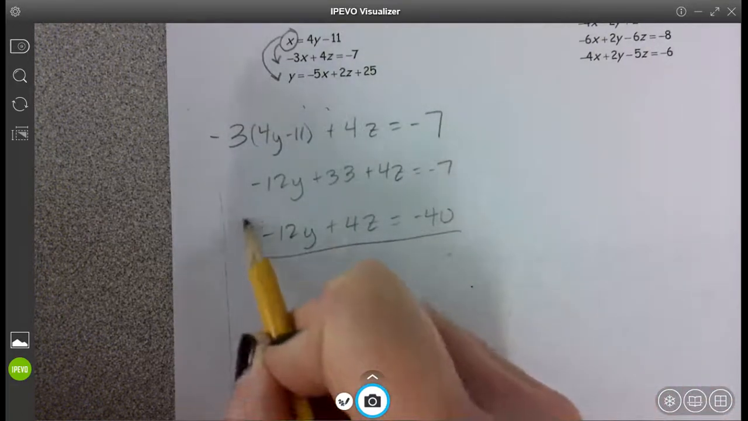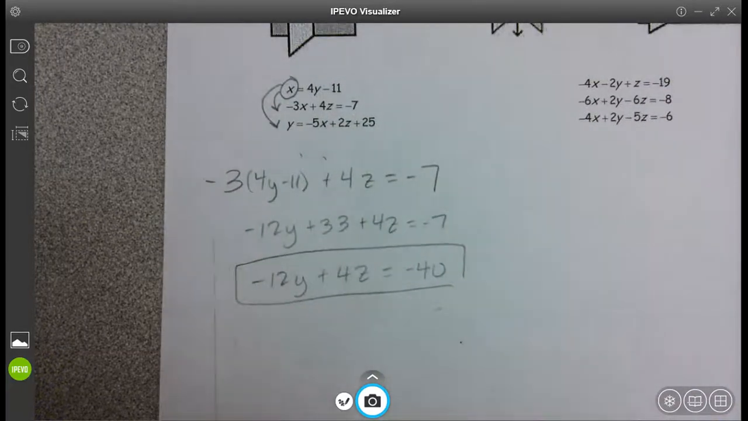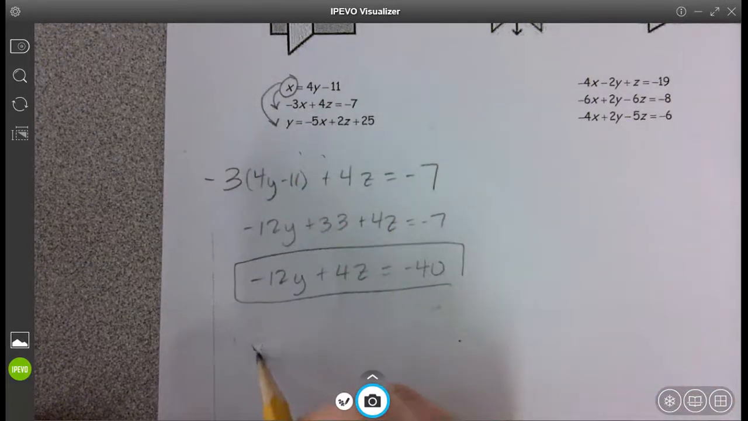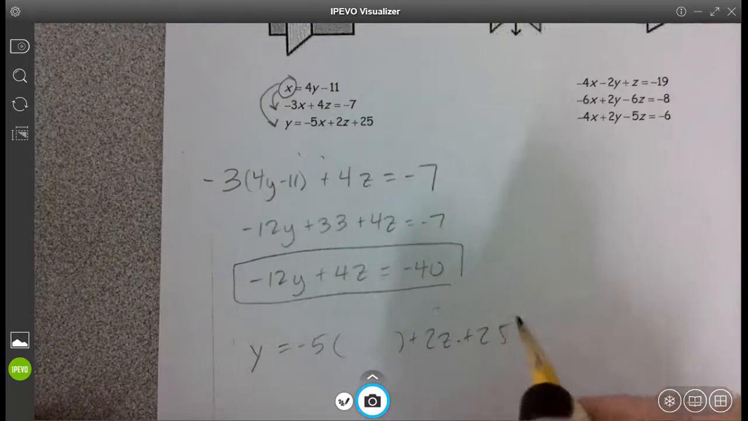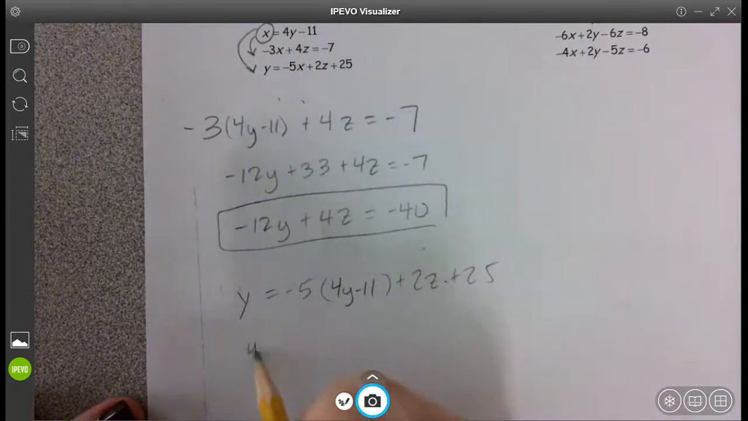I'm kind of skipping steps. I'm going kind of quick. You can always pause and go back. And also I'm saying this because you need to be careful. If you go this fast, you might get an error. And when you get an error in one line, it will affect the giant equation. When you substitute x into the next equation, it is no longer y equals negative 5x plus 2z plus 25. It's 4y minus 11.